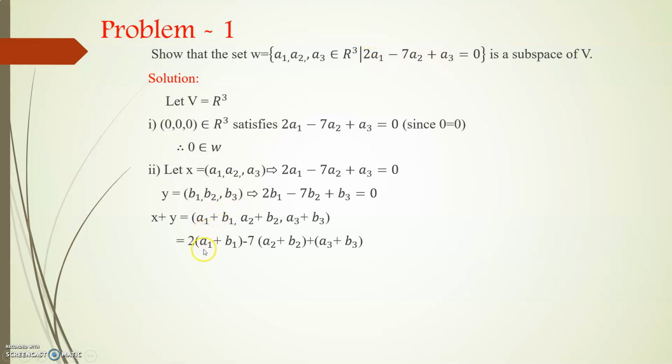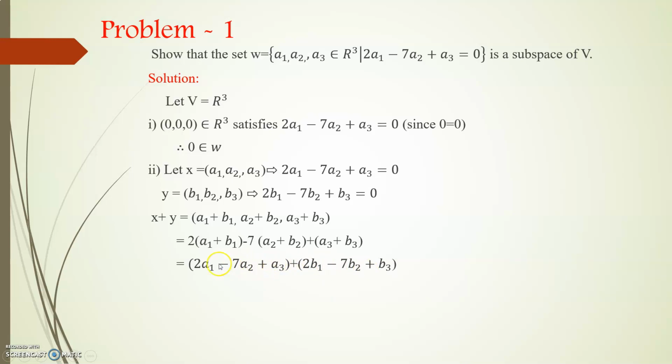So 2 times (a1 plus b1) minus 7 times (a2 plus b2), that is the second element, then plus the third element (a3 plus b3). After writing it in equation form, we multiply out the values. Here we can write 2a1 minus 7a2 plus a3, taking the first element's terms, plus then the second element's terms, 2b1 minus 7b2 plus b3.